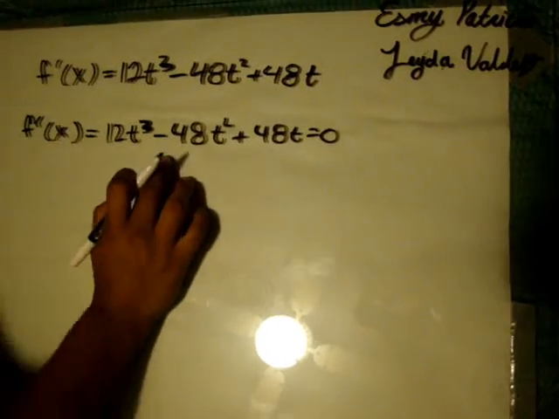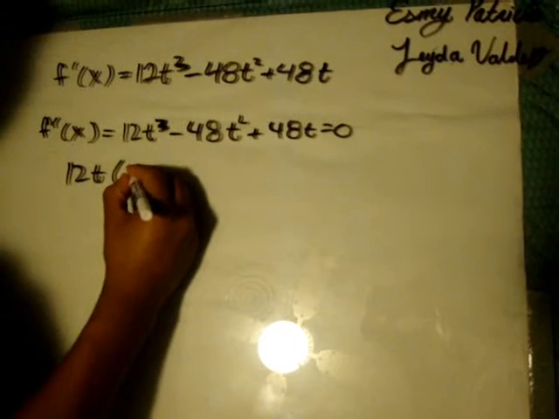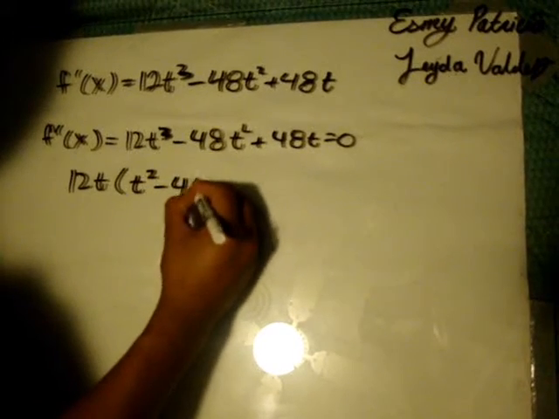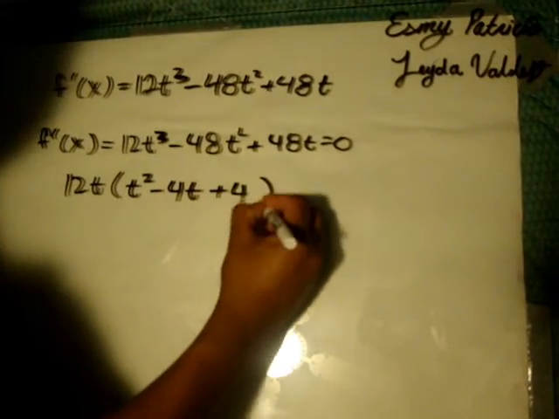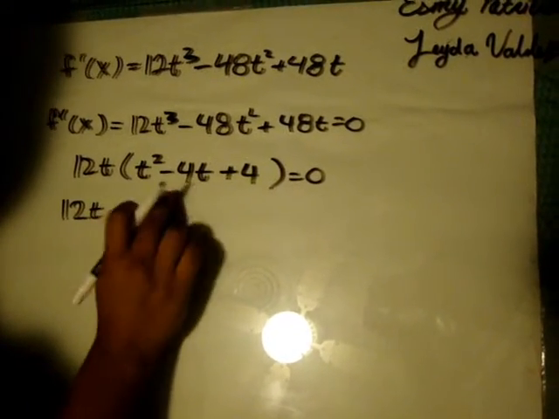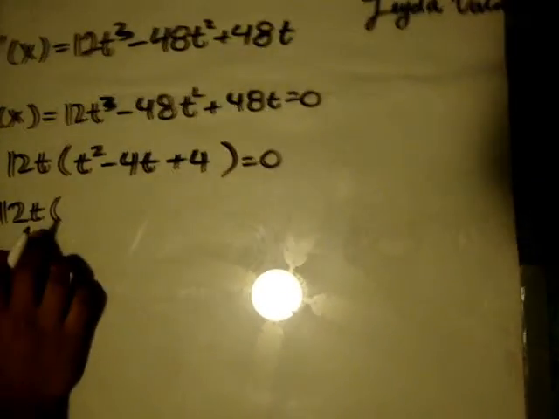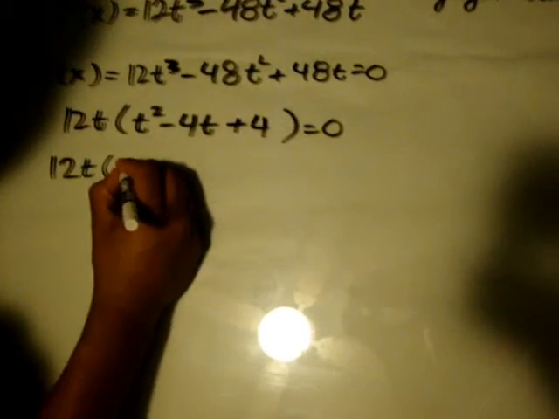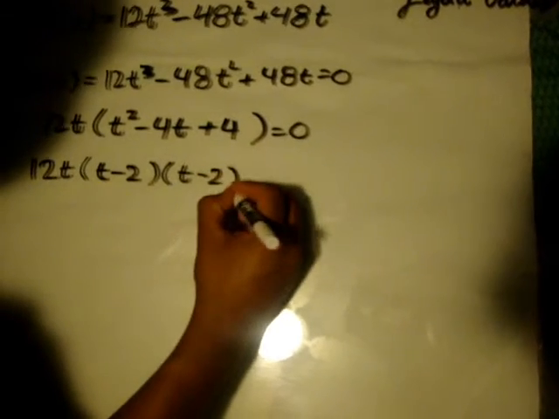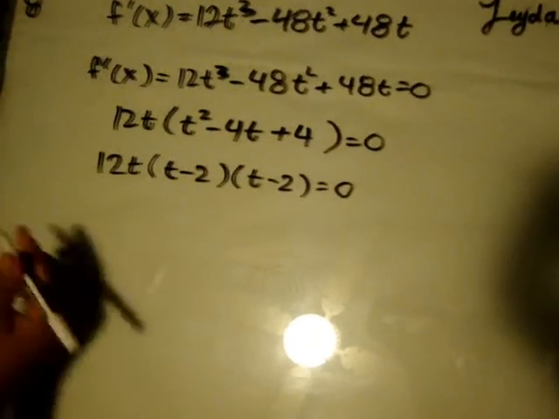Okay, now what you can do here is factor out 12t. What you're left with is t squared minus 4t plus 4 equal to 0. Now you can factor this even more, and it comes to 12t times (t minus 2) times (t minus 2) equal to 0. Now using this, we're going to find the roots of the function.